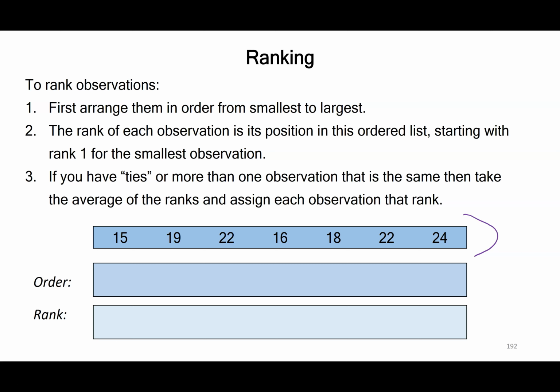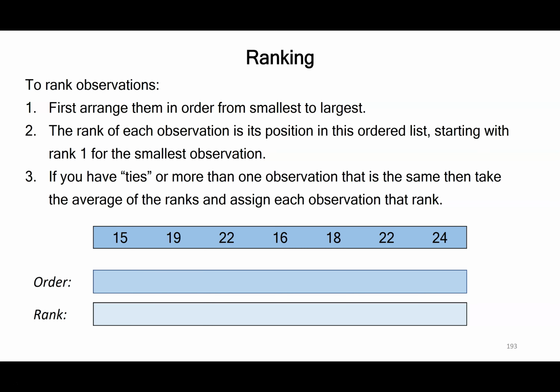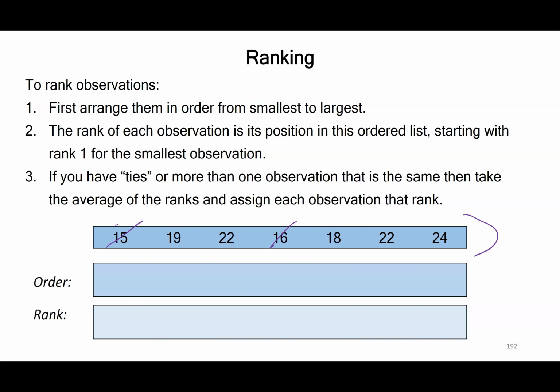Just looking here, I find it helpful to go, 15 is the smallest, I'll cross 15 off, then write 15, and then write 16. That way I can keep track of any doubles for sure. So I can go 15, 16, 18, looks like 19's next, 22, but I've got 2 of them, so 22, 22, 24. So now I've put them in order.